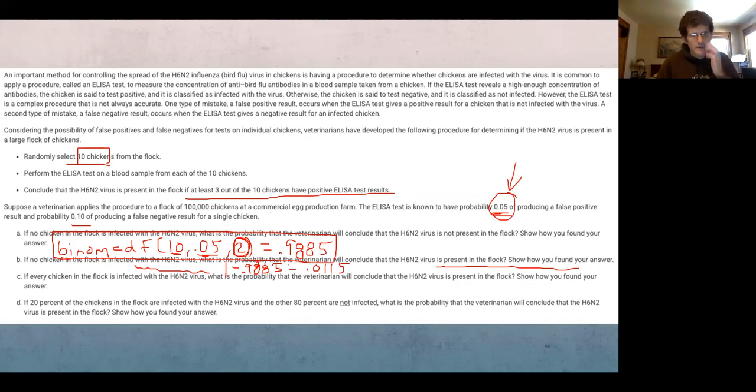Okay, the next one. Now we're going to shift our assumption. If every chicken in the flock is infected with H6N2 virus, what is the probability that the veterinarian will conclude that the virus is present in the flock? So now, what is the probability of the Elisa test correctly diagnosing the virus is present for a chicken that has the virus?